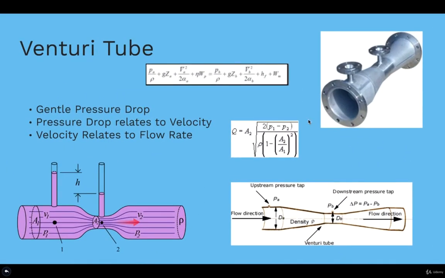Now let's talk about the Venturi tube. As the name implies, this is a tube or a piping system, and we have this, let's say, throat right here. So this is the Venturi application. The pressure drop is very gentle. As you can see, there is time and distance for the pressure to drop. And you can see here there is a difference in height. This implies there is less pressure due to the higher velocity and vice versa.